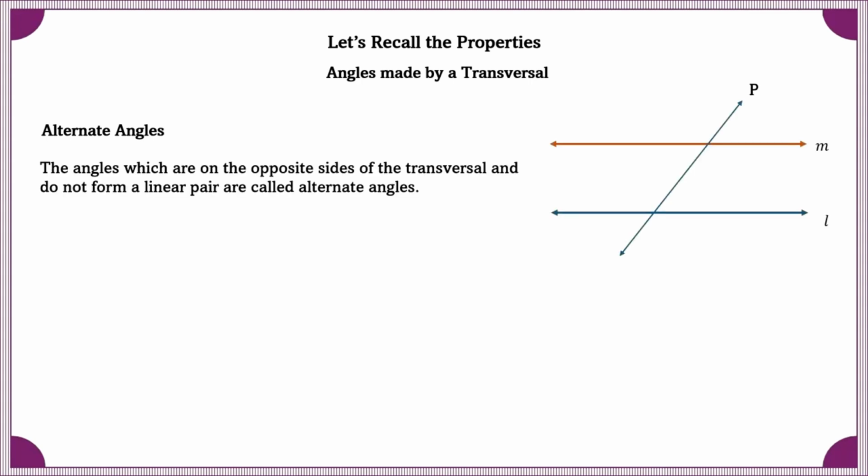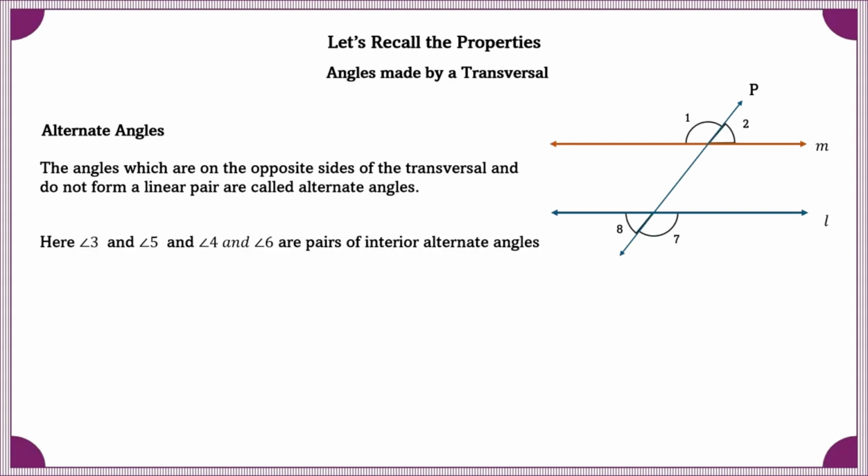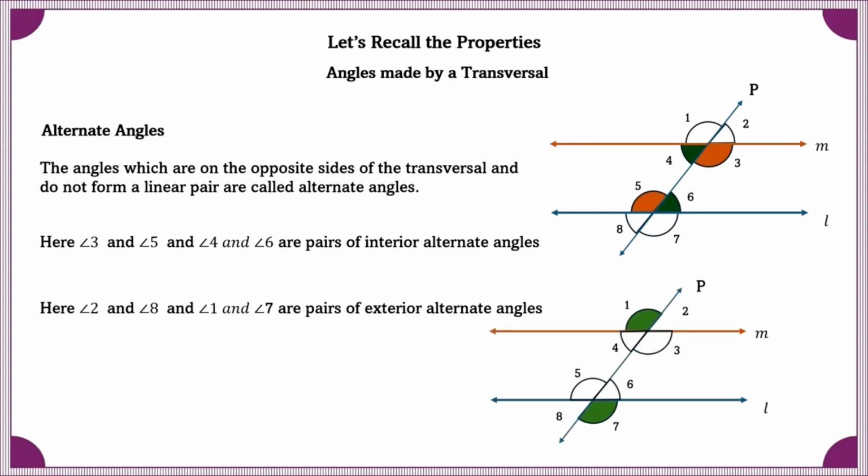Alternate angles: the angles which are on opposite sides of the transversal and do not form a linear pair are called alternate angles. Here, angle 3 and angle 5, and angle 4 and angle 6 are pairs of interior alternate angles. Angle 2 and angle 8, and angle 1 and angle 7 are pairs of exterior alternate angles.